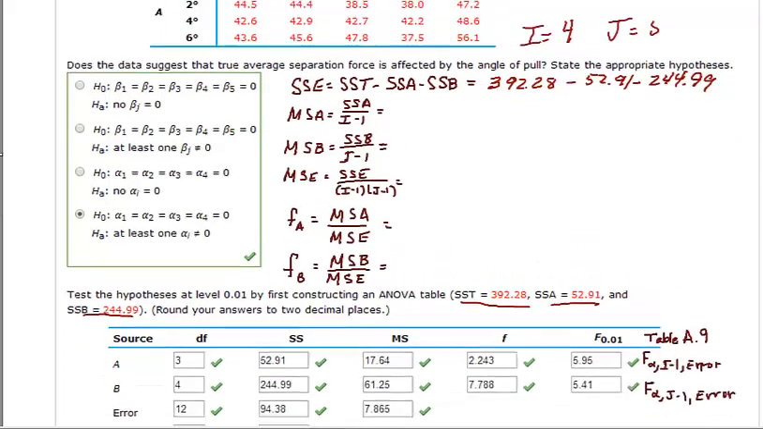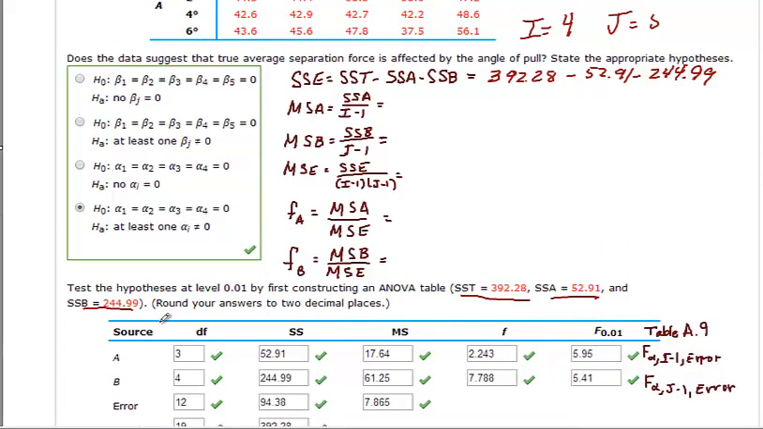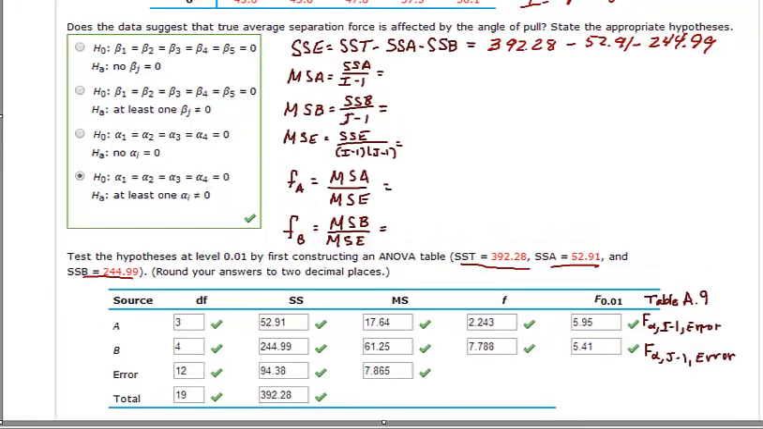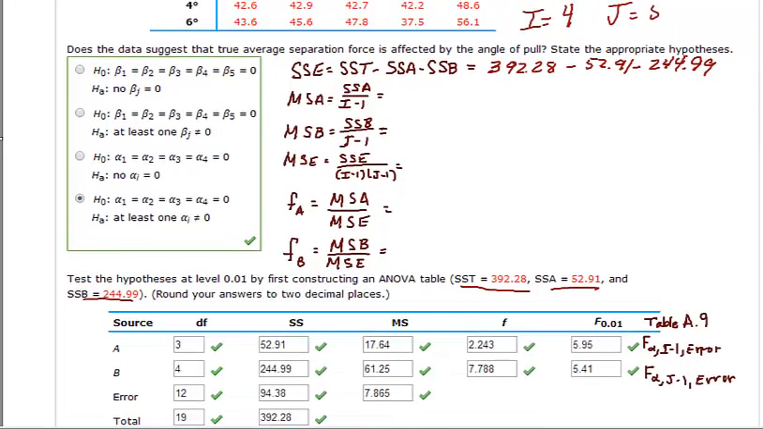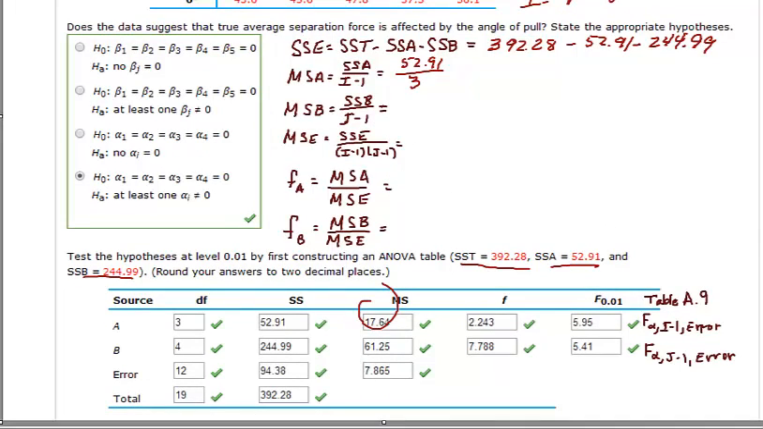So in filling out my little form here, your degrees of freedom, 3, 4, multiply those together to get your 12, add them together to get your total, and then just do it like this. SSA, they gave me that, 52.91, over I minus 1, so that's 3, crunch that number, write it in, there she is. SSB over J minus 1, and you'll see you just crunch those as you go. These particular problems, once you get to this point, are really pretty easy.